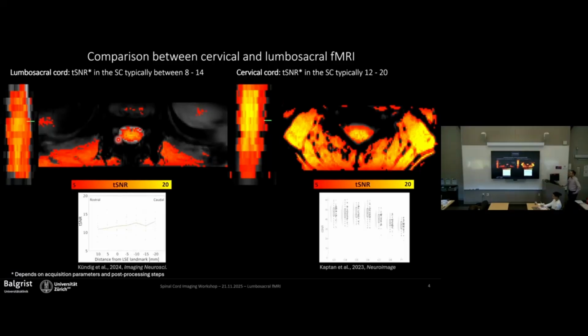Another interesting thing is that in the lumbosacral cord, the TSNR increases as you go away from the lung, so toward the bottom of the spinal cord. And in the cervical cord, it's the opposite. So it increases if you go away from the lung toward the head.